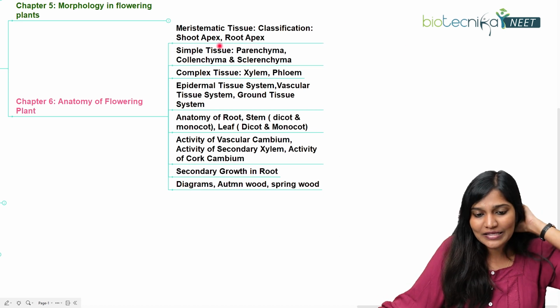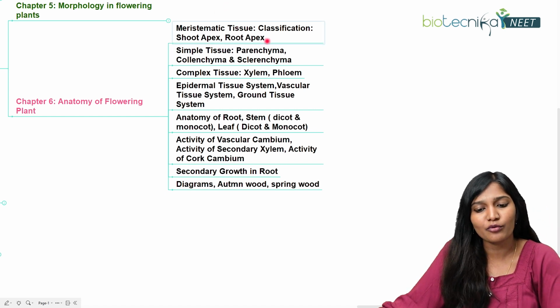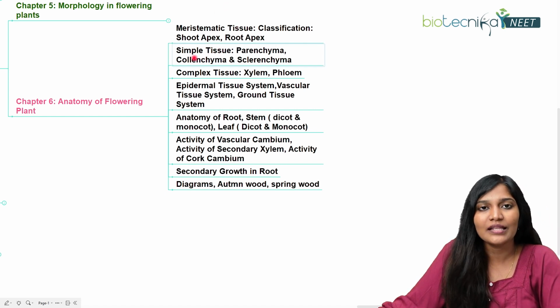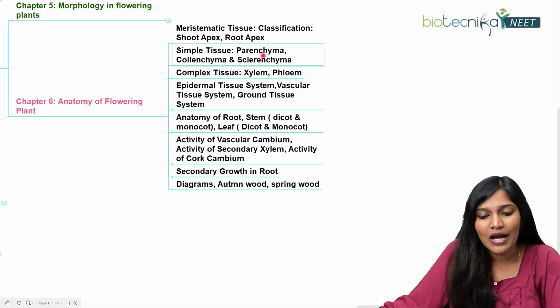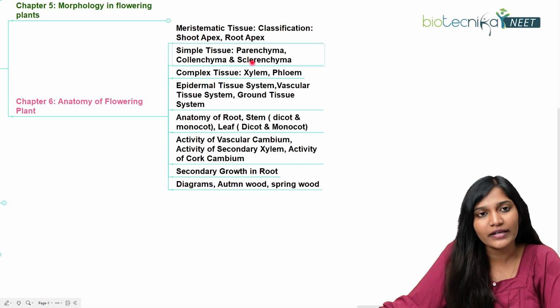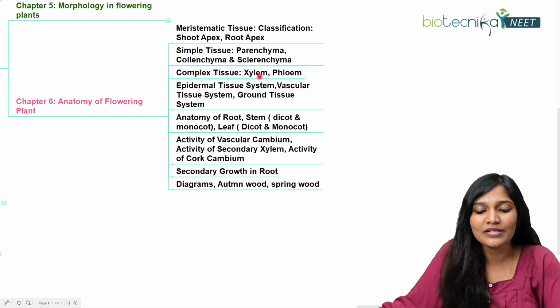So start off with meristematic tissue, which is shoot apical meristem, SAM, and root apical meristem, which is RAM. And then what are the types of tissues? Simple tissues, complex tissues, or compound tissues. Under this we have parenchyma, collenchyma, sclerenchyma. You can make a difference in study. Complex tissue: xylem and phloem.